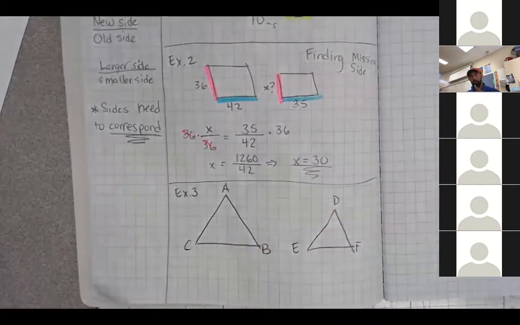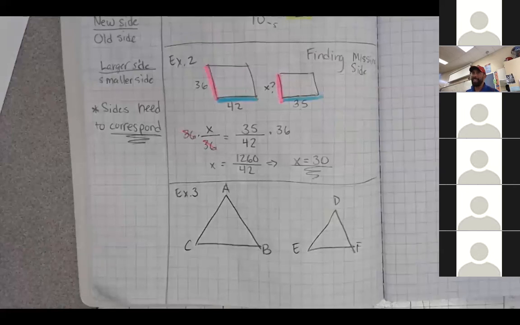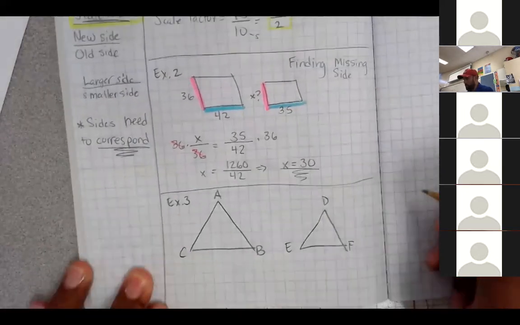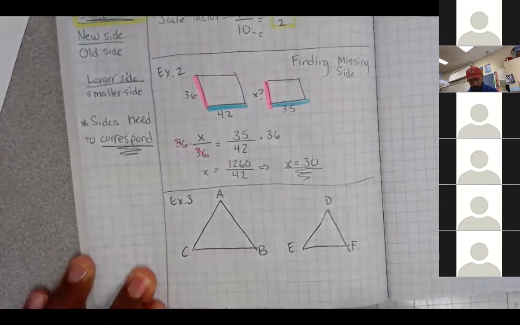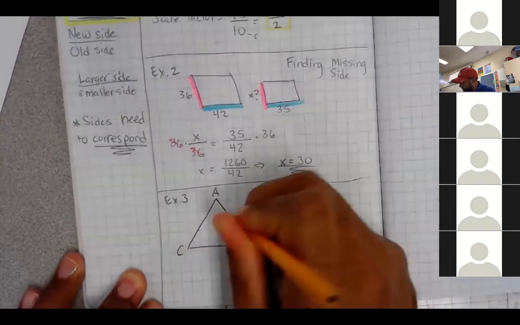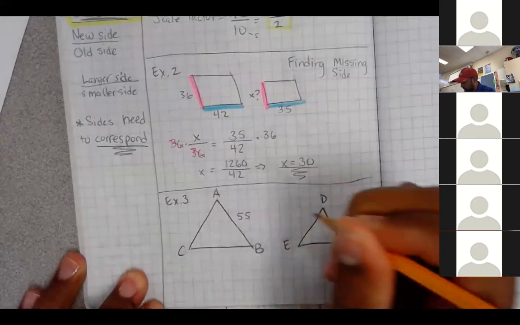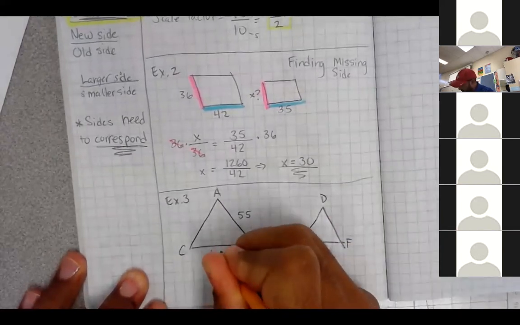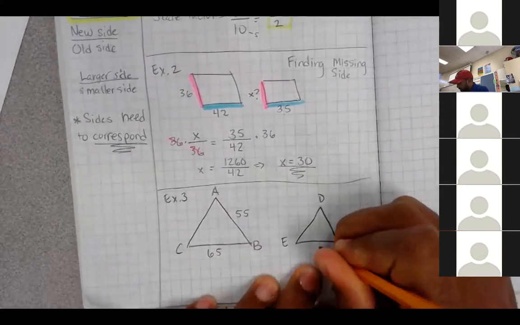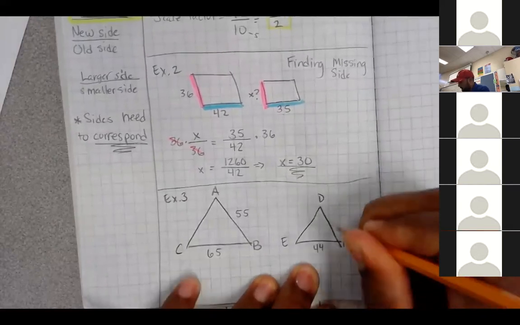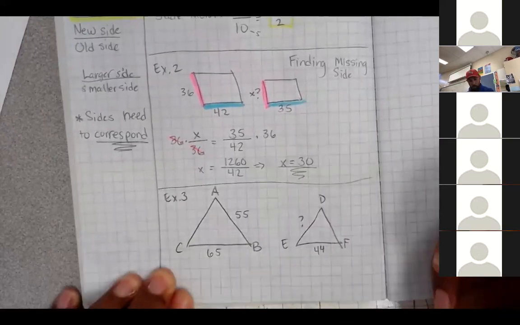In other words, the angles are the same, but the lengths of the sides are different. Okay, the lengths of the sides are different. So let's put that here in the side of our notes. First, let me finish the triangle. So 55, this is 65, and this is 44. And then the missing side we're looking for is that one.